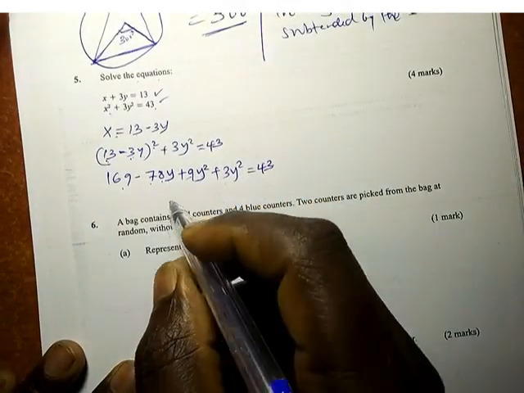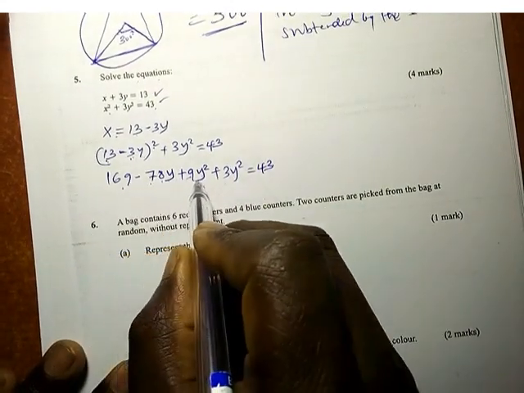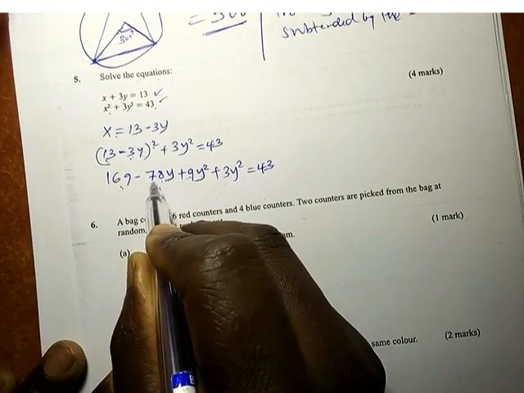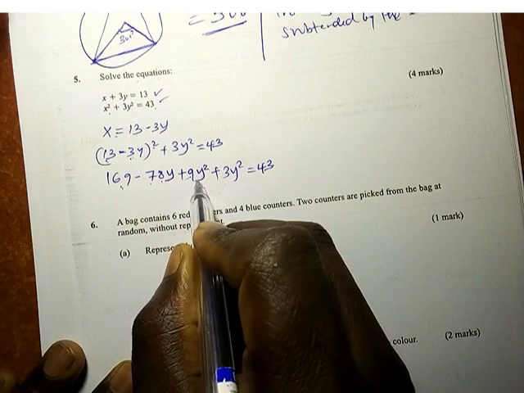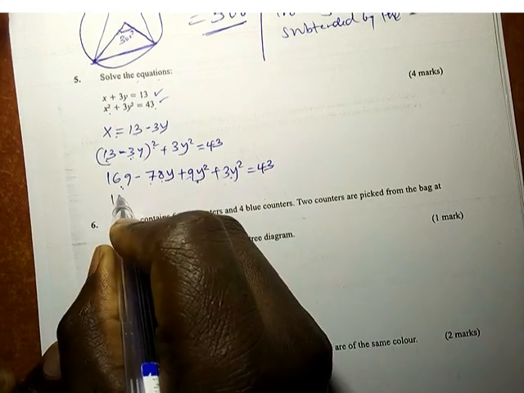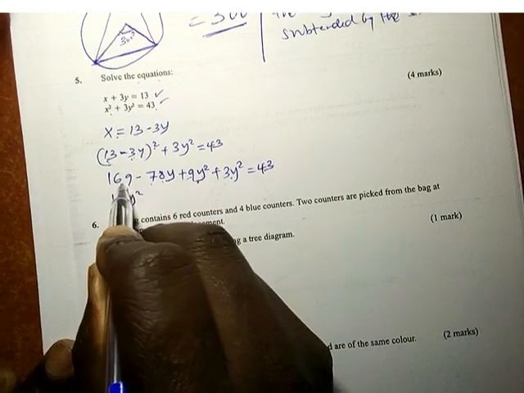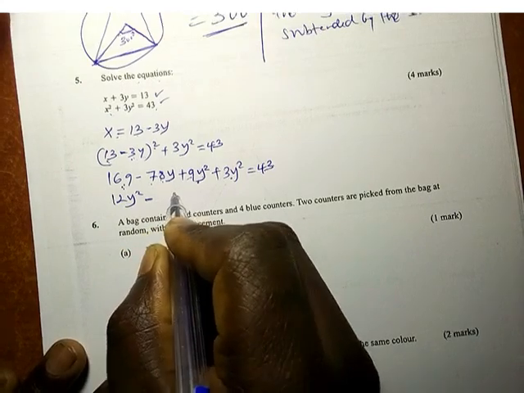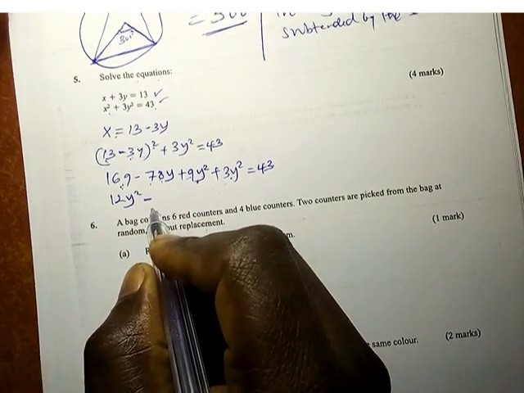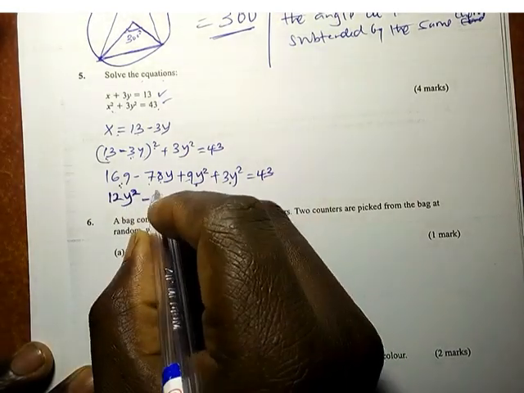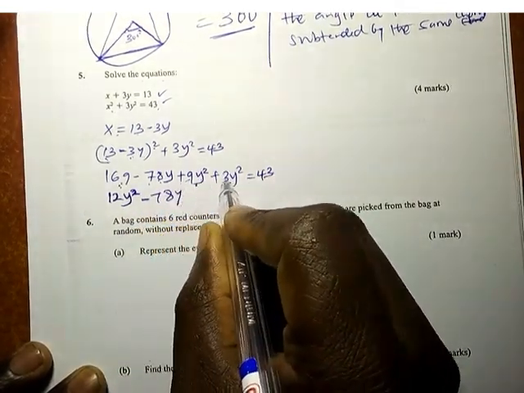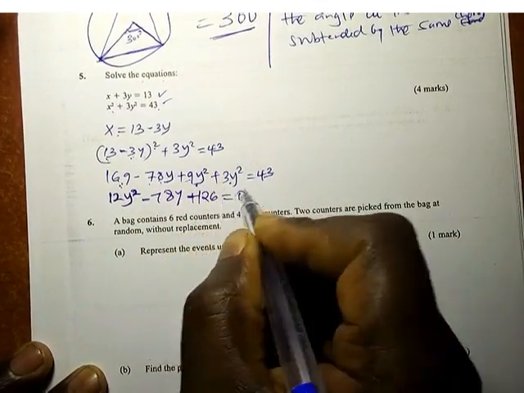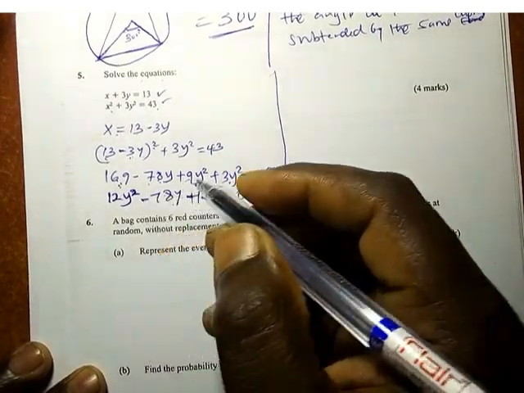Now collect like terms together. We have y square, plus this is going to be 12y square, then minus 78y, which is equal, now bring this one here, like terms, so it is going to be plus 126 equal to 0. Now we solve for the value of y.